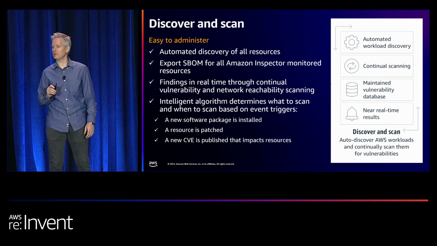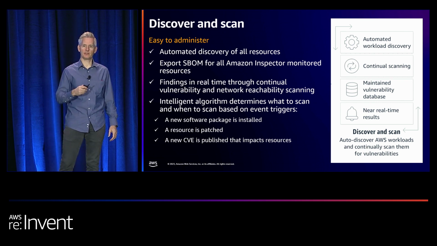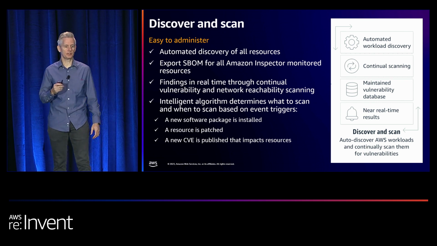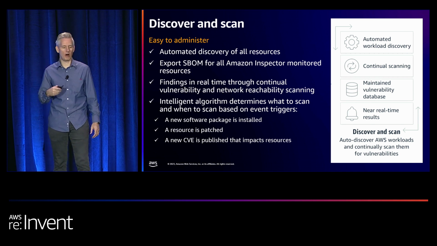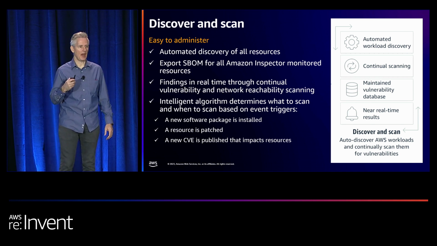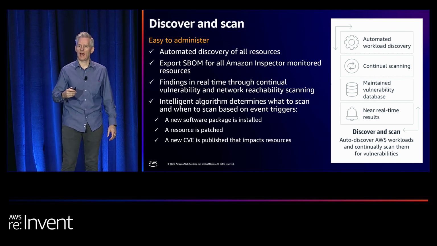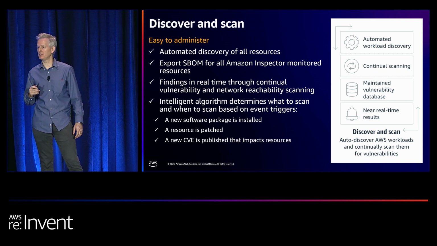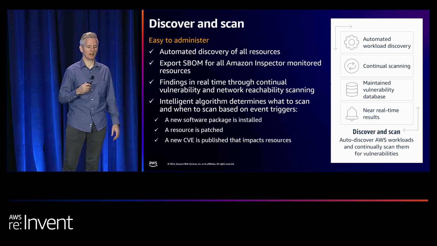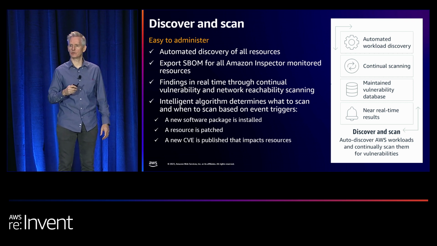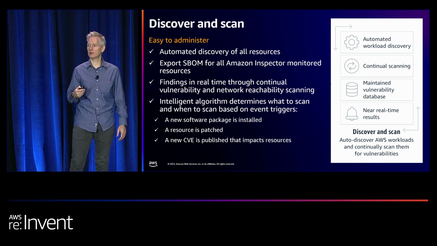Step number two, you've turned on Inspector, and now Inspector goes through this phase of discovering resources and scanning. And this is done automatically. As you launch EC2 instances, Inspector sees them. As you write Lambda functions, Inspector sees them. As you push container images into ECR, Inspector sees them. Once it detects the resource, it scans it, and it gives you findings in real time.